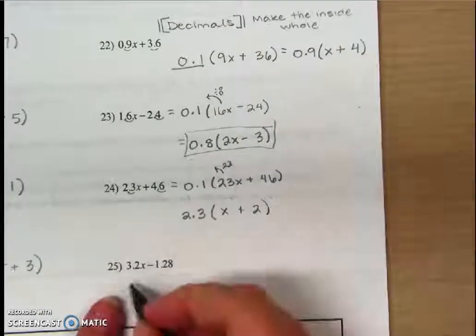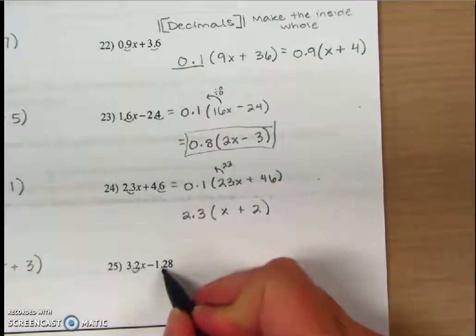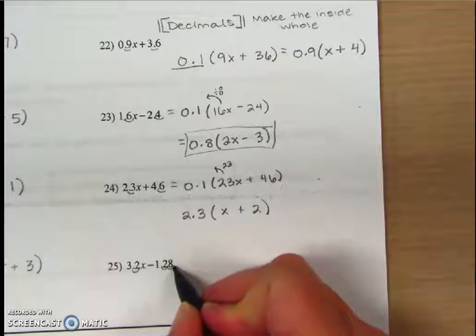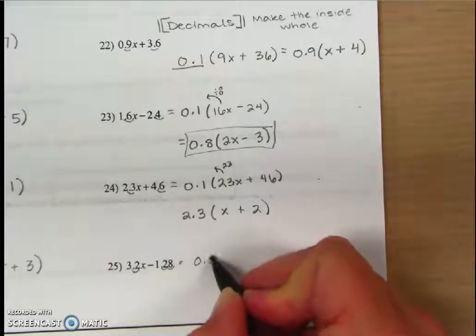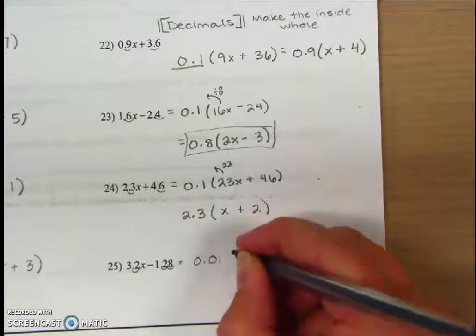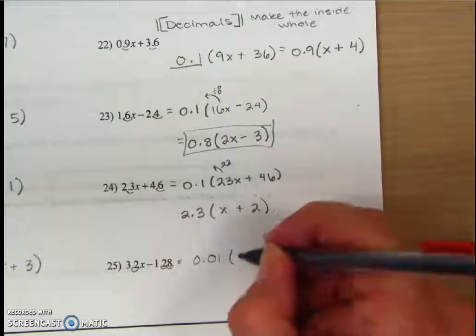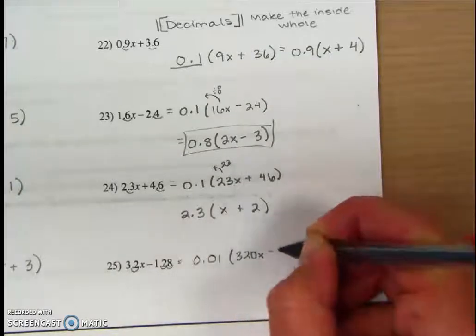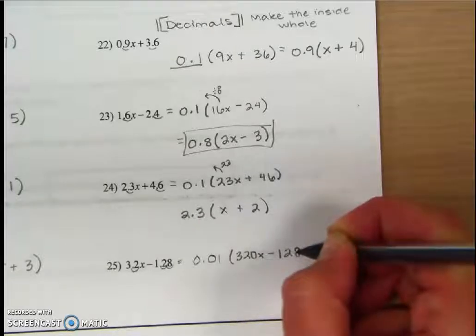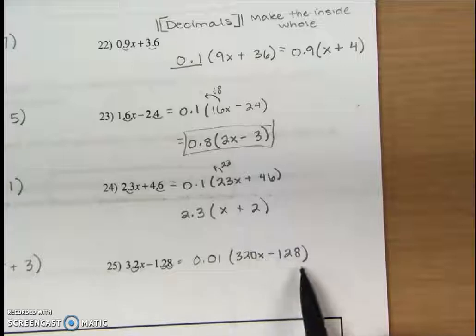Last one. Now this one, notice we need 1 decimal place here. But for the second term, the constant, I need 2 decimal places, which tells me I'm going to take out 0.01 from all of these. Now that means I'm going to move this twice. So I'm going to have 320x minus 128.